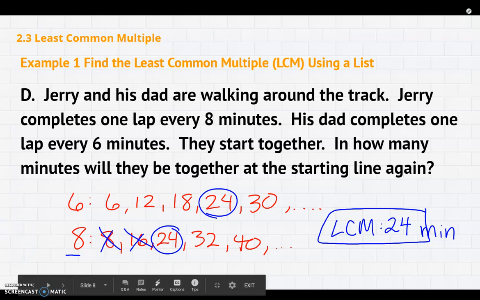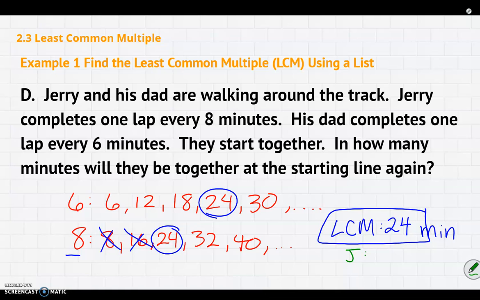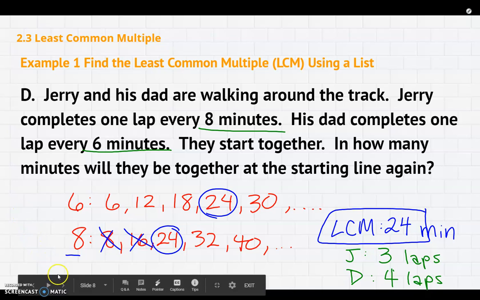We could extend this question and say, okay, well, he takes 8 minutes to complete a lap. So after 3 laps, he will be back at the starting line after 24 minutes. And his dad takes 6 minutes. So that means he completed 4 laps after those 24 minutes. So after 24 minutes, Jerry will have completed 3, his dad will have completed 4, and they both will end back up at the starting line together.